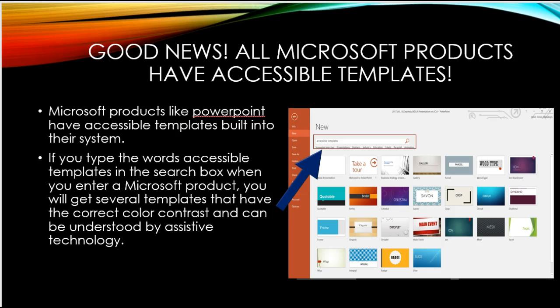Now I know that sounds a little scary, but here's the really good news. All Microsoft products have accessible templates. So you can actually use PowerPoint or Word or Excel, and you can type in the words accessible templates in the search box when you go to new, and it will give you all kinds of accessible templates with color that you can use. For example, this particular slide is an accessible slide. It has color, it has a background, it has some color at the top, and it's got white letters to contrast so that someone can read it.